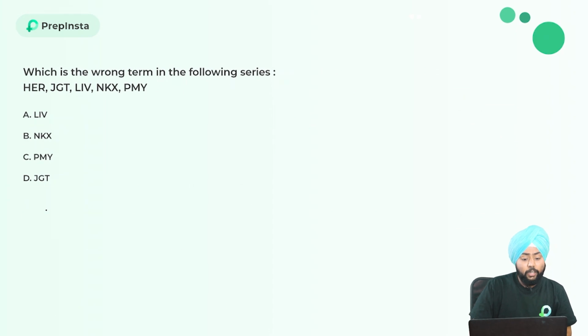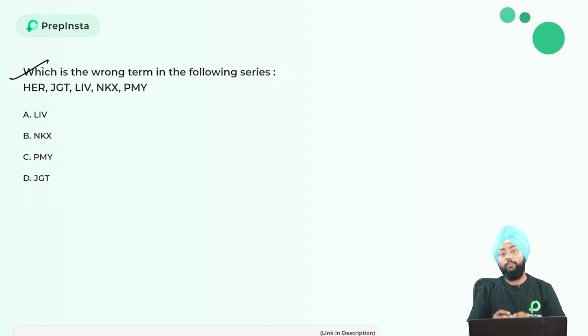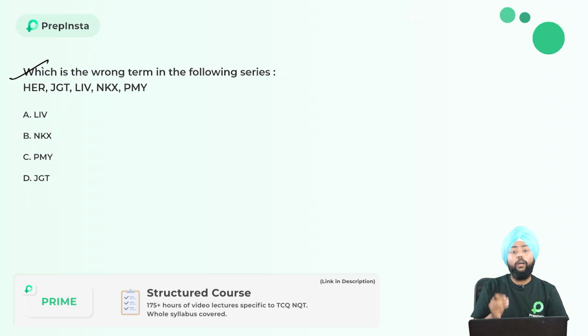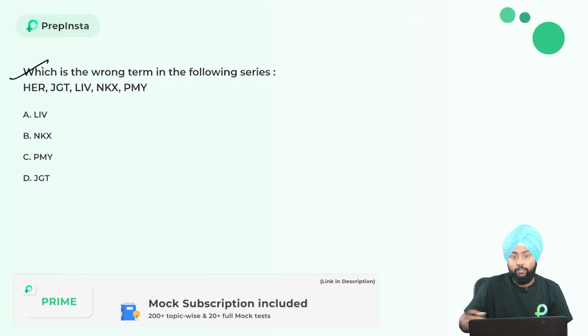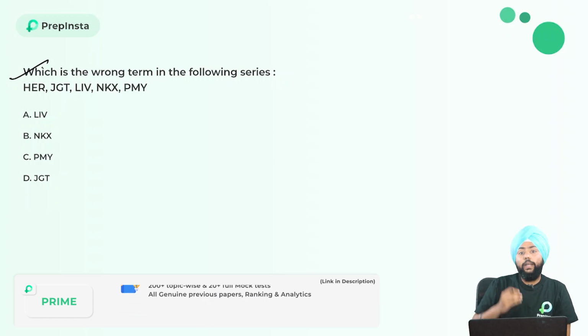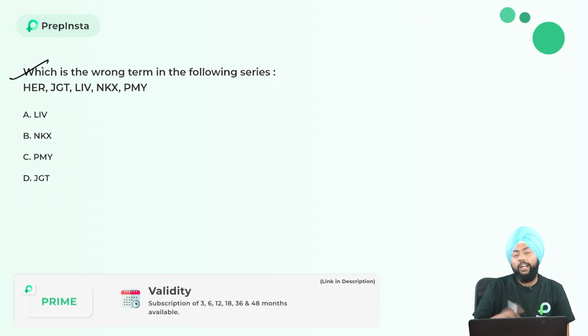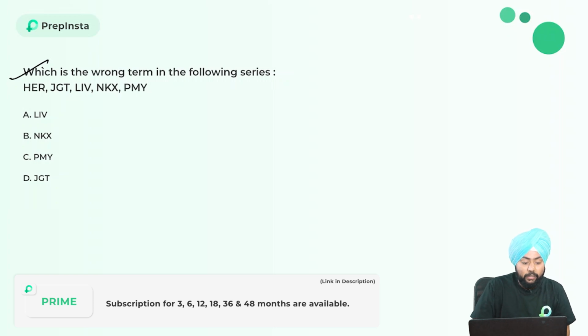Which is the wrong term in the following series? Okay, guys, so this is an alphabetical series: HER, JGT, LIV, NKX, PMY. This is one of the crucial topics which comes in TCS a lot, that is the alphanumeric series. Why? Because this series needs more logical thinking. So maybe addition, subtraction, this kind of operation will be there.